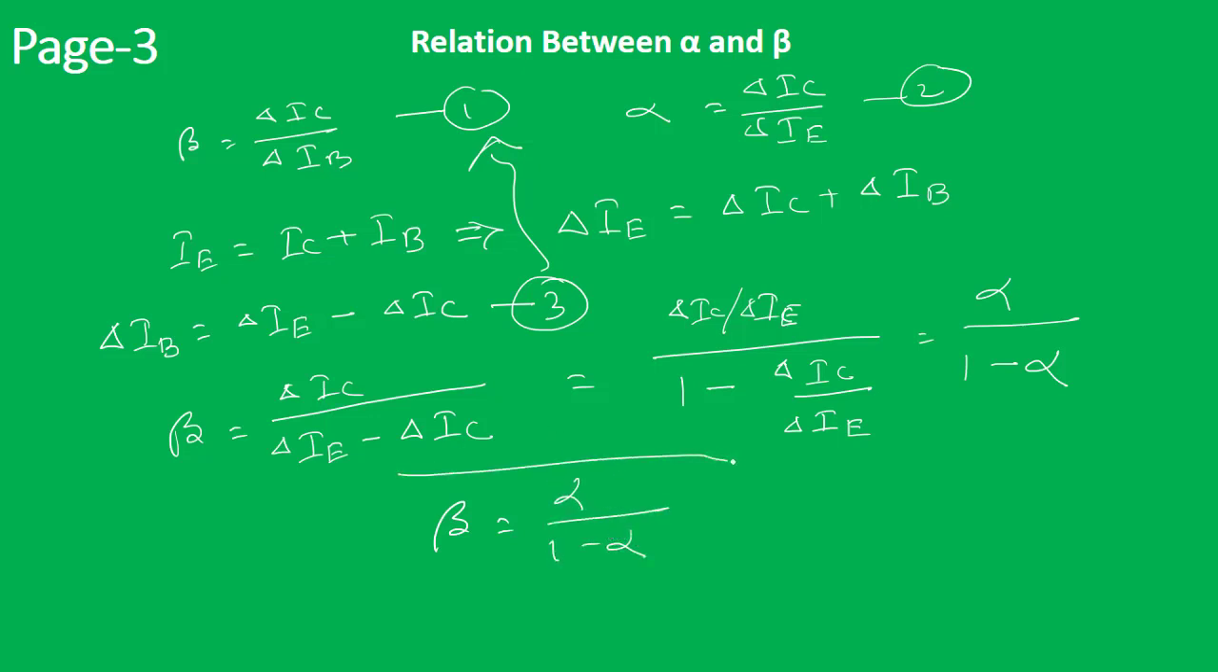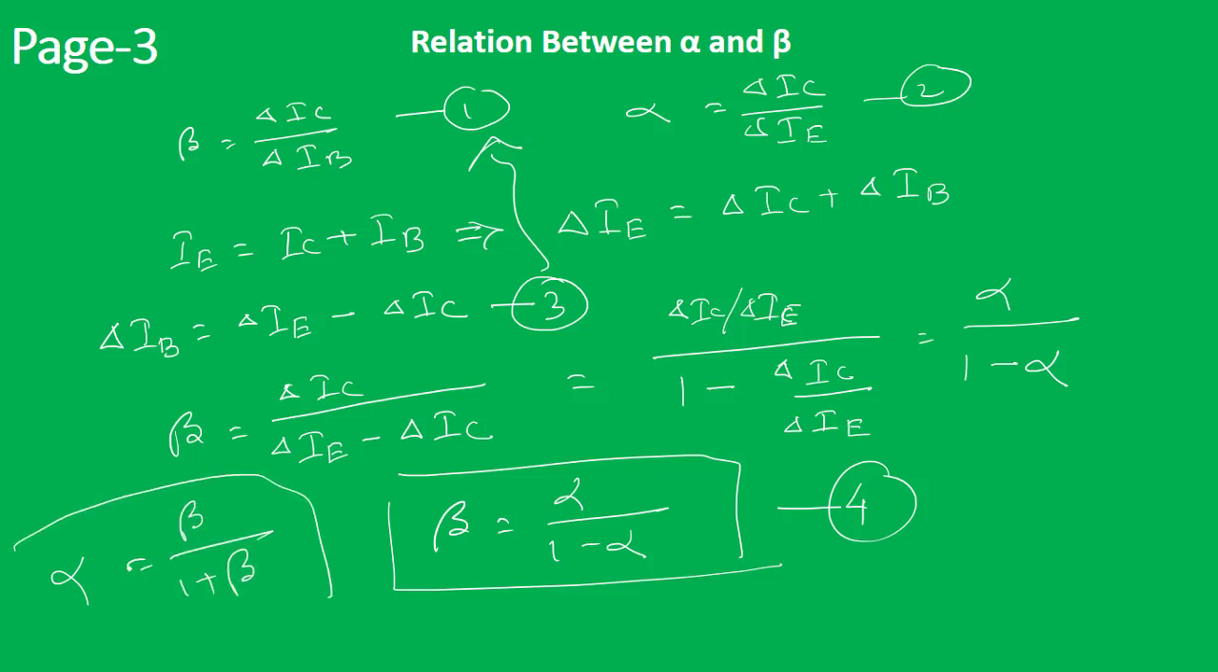So this is the relation between alpha and beta, and this is a very important relation in the analysis of transistors. Now from here we found beta with respect to alpha. Similarly, if we rearrange this, we can find alpha as beta divided by 1 plus beta. So that is also another important relation between alpha and beta.